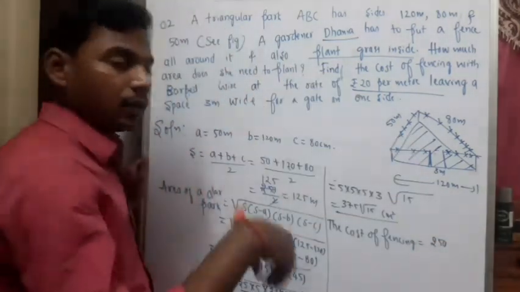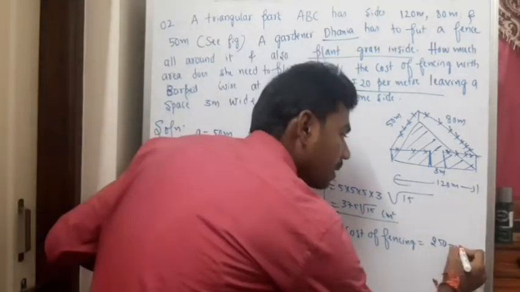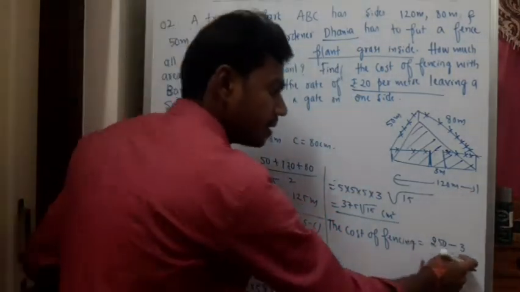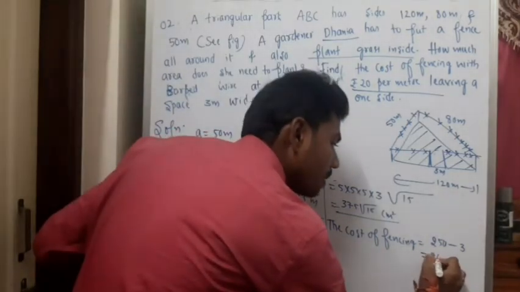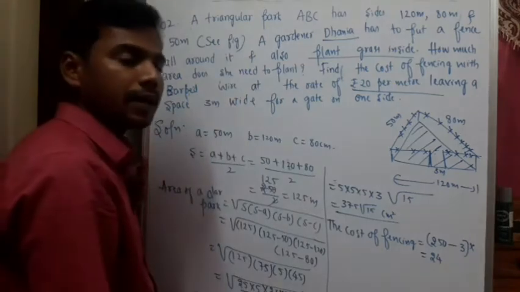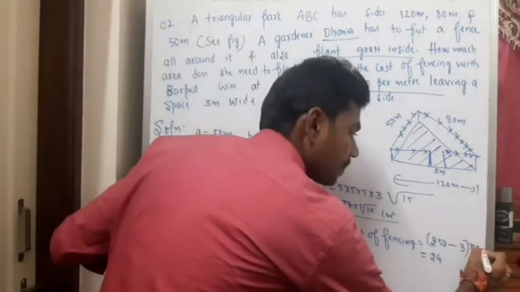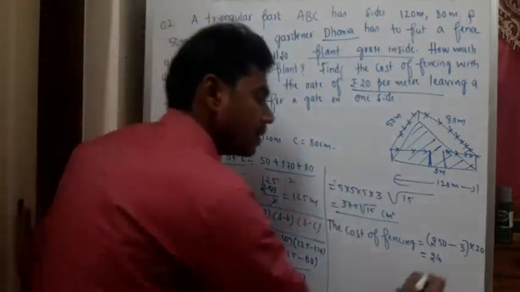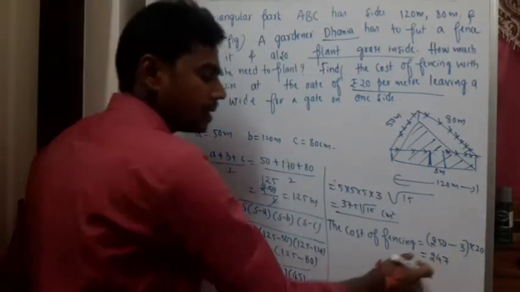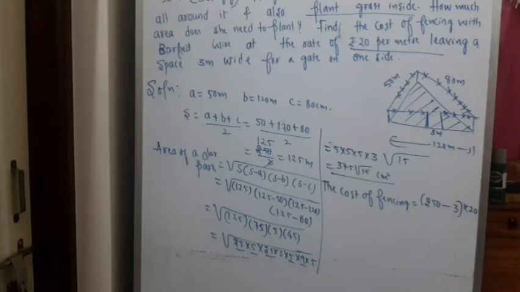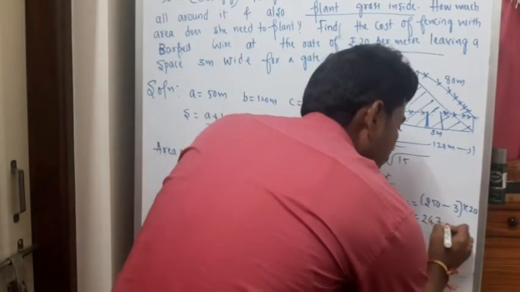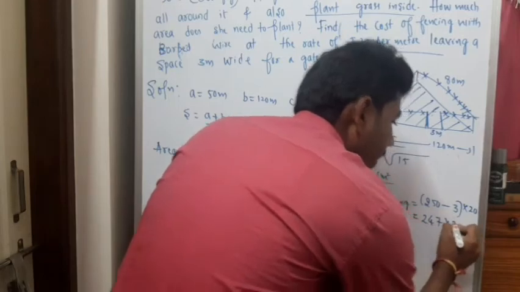In that, what we need to remove? We need to remove 3 meter for the gate. 250 minus 3, which is 247. So this into, what is the cost per meter? That is 20. Fine. So this is 247. 250 minus 3 is nothing but 247. 247 multiplied by 20.